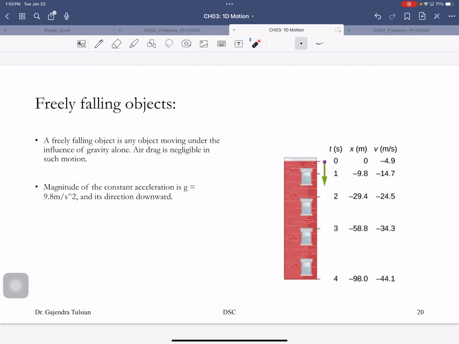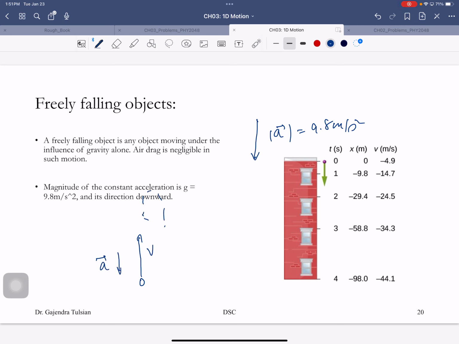So when you drop an object from rest, at time t equal to 1 second, the acceleration is pointing downward. The magnitude of the acceleration is 9.8 meters per second squared. So let's say I toss a ball up. When the ball is going upward, which way is the acceleration pointing? Downwards. The acceleration is always pointing down, and its magnitude is the same.